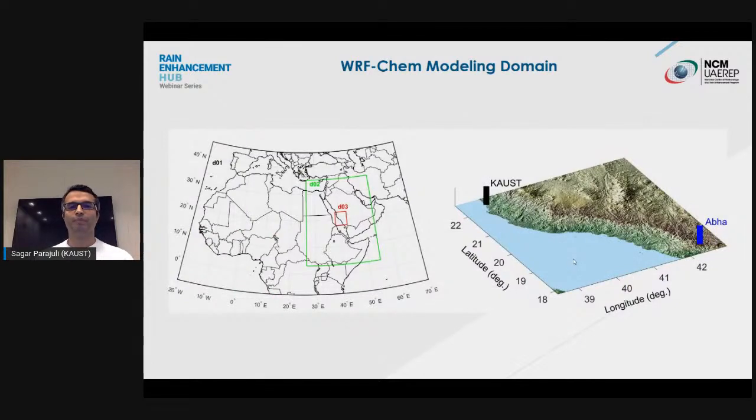So this is our WRF-Chem modeling domain. Our domain is located over the Red Sea coast, with the KAUST campus in the north, and in the south, the domain extends to Abha, which is very well known for a high amount of rainfall in Saudi Arabia, and there is considerable topography here. This is our high resolution domain at 1.5 kilometer resolution. We have a parent domain D02 and another outermost domain D01 that covers all the important dust sources of this region.